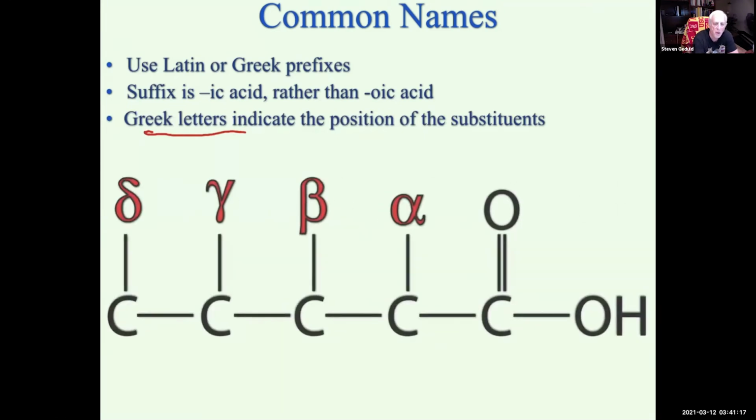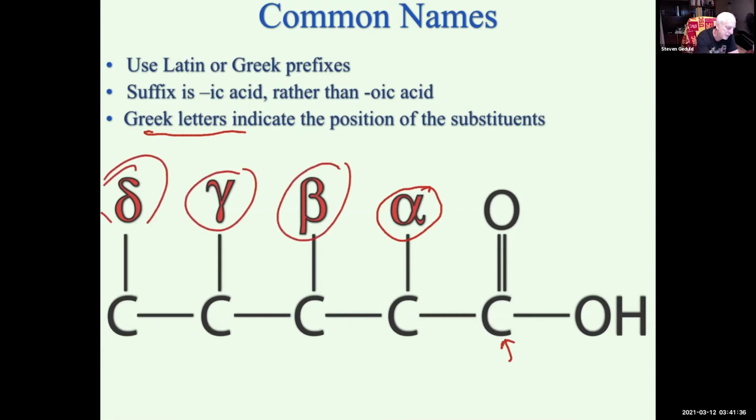So what I need you to know, just like last time, I'm not really interested in the naming of these things in common names, but I need you to know that the alpha carbon is the one adjacent to the carbonyl carbon. The carbonyl carbon itself is not named in common names. You have an alpha, beta, gamma, delta, epsilon, and so on of the Greek alphabet. So the first carbon, the alpha carbon, is not the carbonyl carbon. It's the carbon adjacent to it. That's where we start our alpha, beta, gamma, delta, etc.